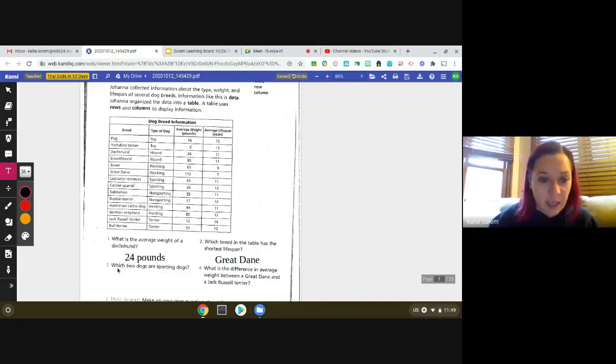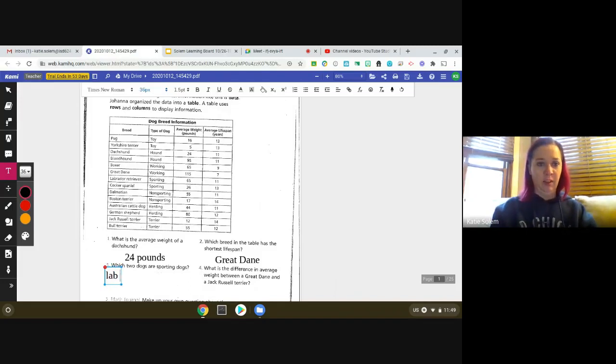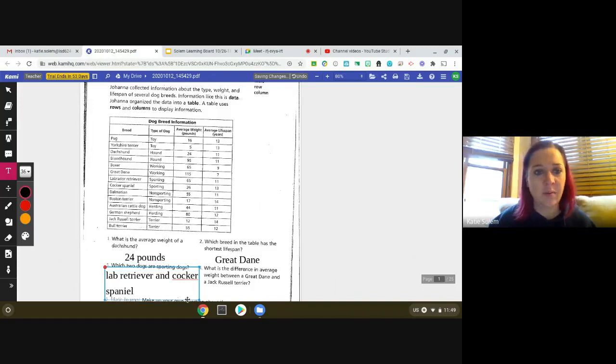Number 3 says, which 2 dogs are sporting dogs? Well, that's this type of dog. It talks about toy, hound, working, sporting, non-sporting, herding, terrier. So I'm going to find where it says sporting. And what 2 breeds does it talk about? Labrador Retriever and Cocker Spaniel. So that's what I would write in for number 3. I'm going to make a little shortcut there. Okay, Labrador Retriever and Cocker Spaniel.